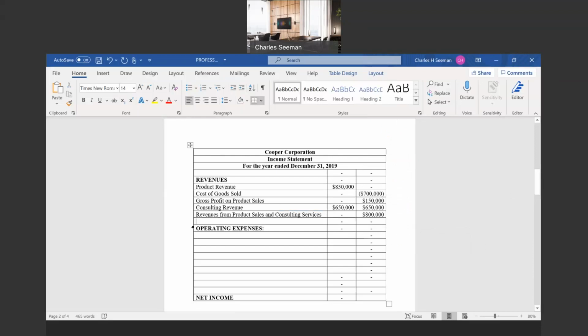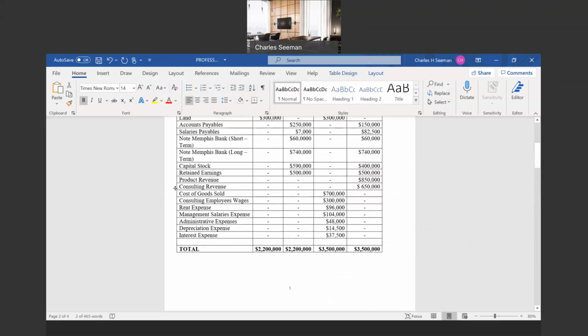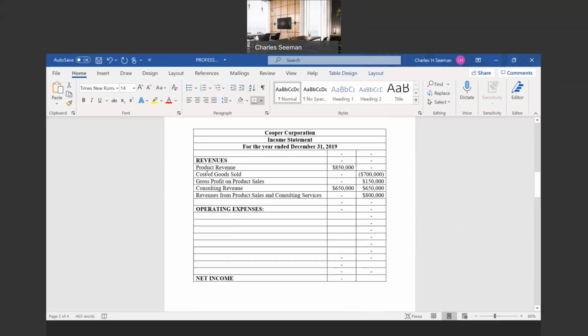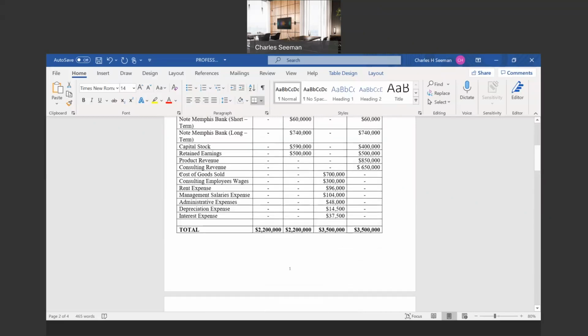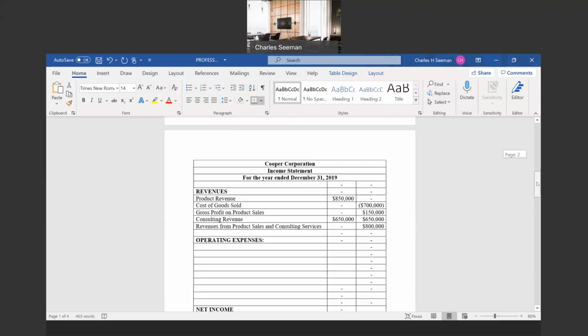Okay, so now we're going to do operating expenses. Now we don't take cost of goods sold, the first expense, because we already used it here. So we start with the second expense, which is consulting employees' wages. And what I usually do is I usually just go down in order. Again, there's no rule here. You can put it in alphabetical order if you want, in size order, whatever you want. I do it in order of the trial balance. That just seems to be the easiest way for me to do it.